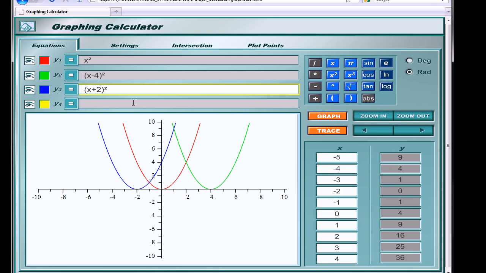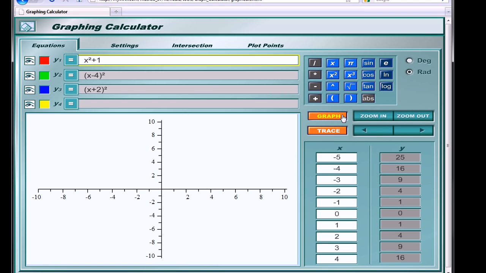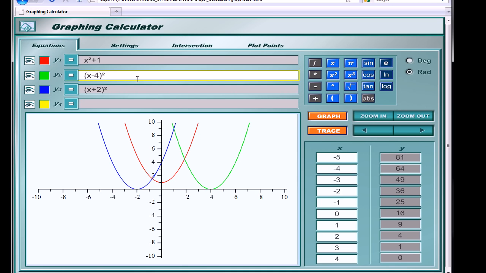Now, the other interesting thing is to shift things up and down. And that's actually pretty straightforward. You want to shift this curve up. Let's say you want to shift the red curve up a little bit. You do x squared plus 1. Notice it got shifted up. If you want this green curve to be shifted down by 5, you put a minus 5 right there. And then you graph it, and it got shifted down by 5.